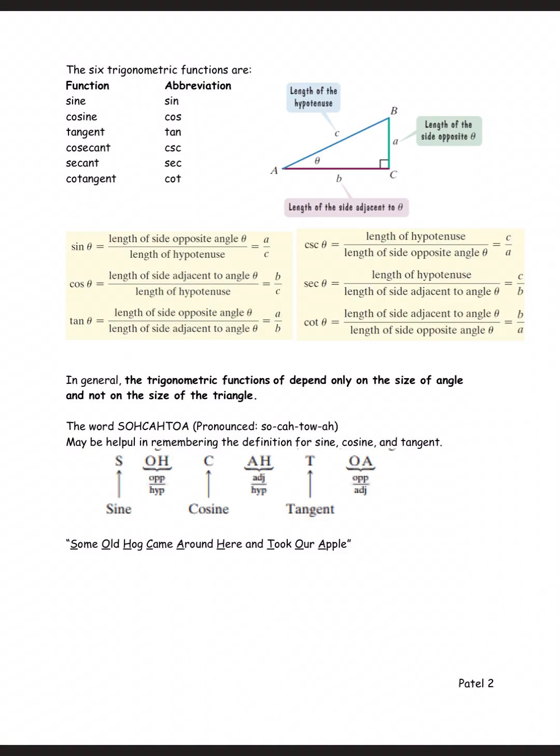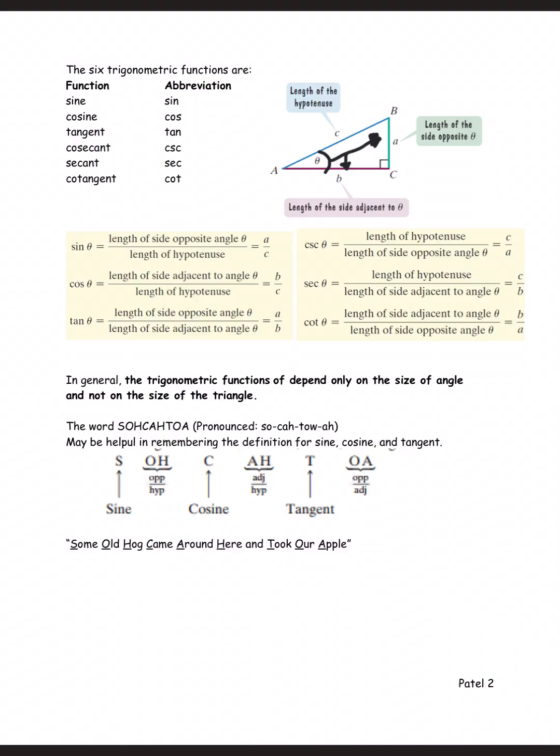Here we have a triangle. Note that we're talking about angle theta. Across from angle theta, or opposite to angle theta, is side A, which is the length of the side opposite theta. B is considered adjacent, so the length of the side adjacent to theta is side B. And note that the length of the hypotenuse is C, which is across from angle C.